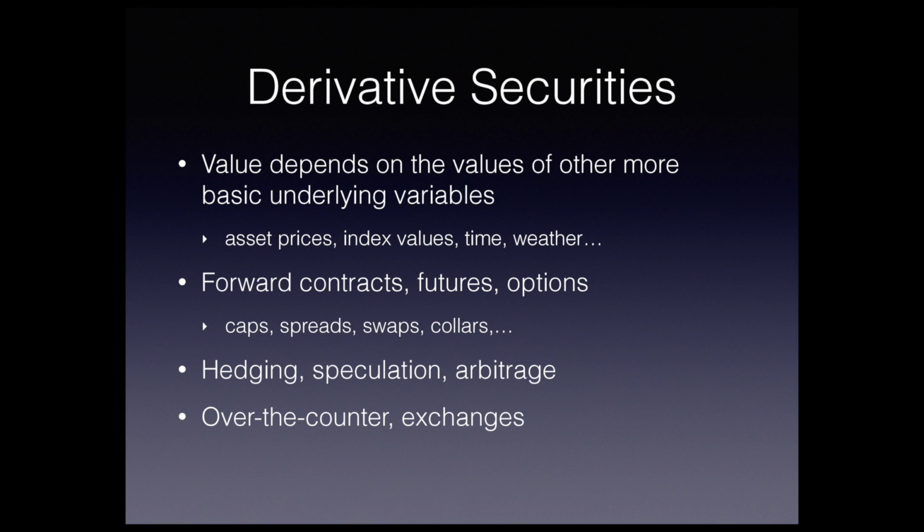So the idea of derivatives is really simple. It's derived from the value of something else. An underlying asset, index values. There's usually a time component to these. Sometimes weather. I went to the Enron trading floor, and they were trading in weather futures, which is pretty cool. But it made sense because it was correlated with crop production. So they'd build a whole set of products around weather. You basically have forward contracts, futures, and options.